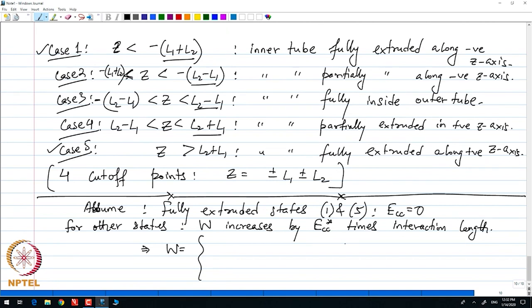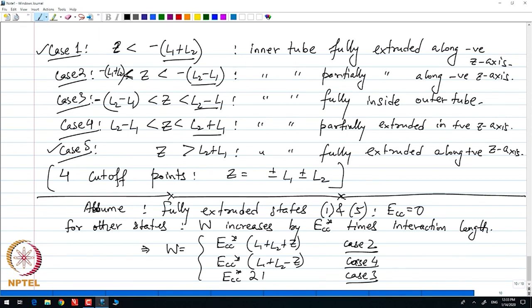We have 3 more cases left. In case 2, W will be ECC star times L1 plus L2 plus z. And in case 4, so case 2 and case 4 are very similar, one in the negative z axis, the other in the positive, this is ECC star times L1 plus L2 minus z. And finally, in case 3, where the tube is completely inside, the work done is ECC star times the length of the inner tube, which is 2L1.